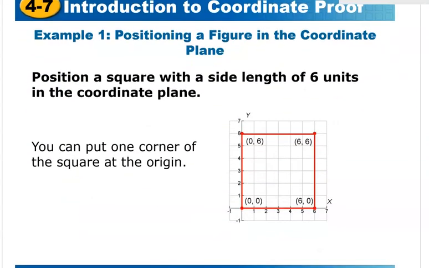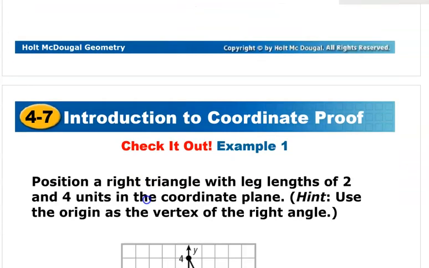Okay, position a square with a side length of 6 units on the coordinate plane. Notice that they put it at the origin here, and then they went 6 this way, 6 that way, and then they just connected it because it's a square. And then they put their coordinate points. I do recommend you write your coordinate points. When you're doing your homework, they're going to ask for them, but just get in the habit of writing those coordinate points for each side. You can name them A, B, C, D. Just make sure you get in the habit of labeling them because you're going to be using those points later on.